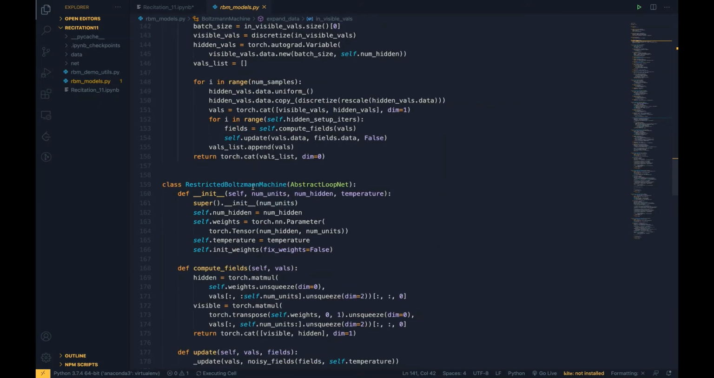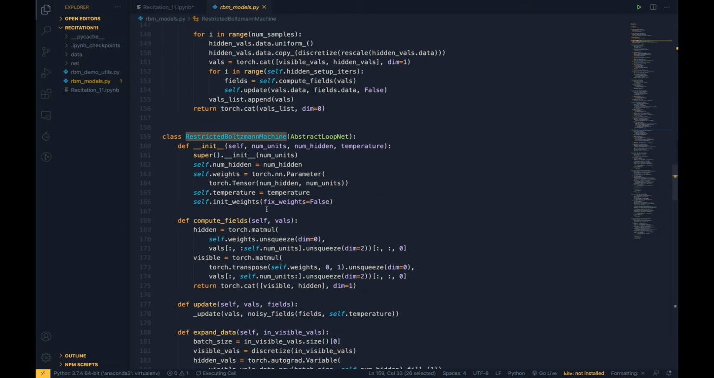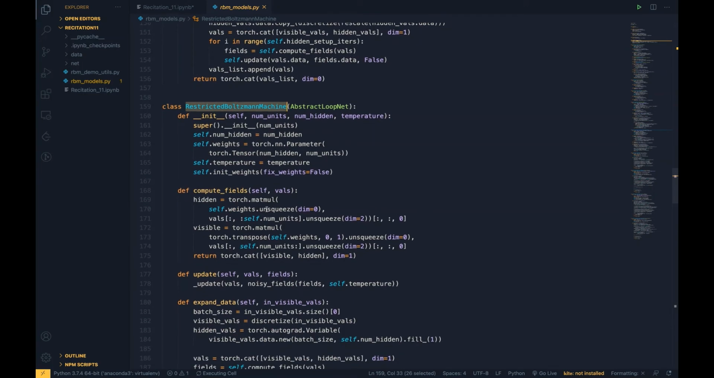And then we have the restricted Boltzmann machine. Namely, it's more restricted than the regular Boltzmann machine in a way that the hidden units cannot talk to each other, and the visible units cannot talk to each other. The only connection allowed are between the hidden units and the visible units.